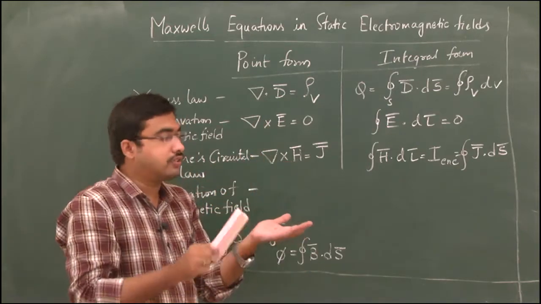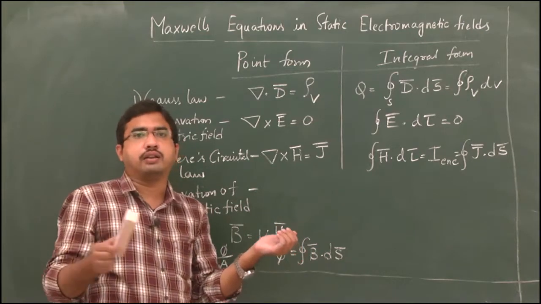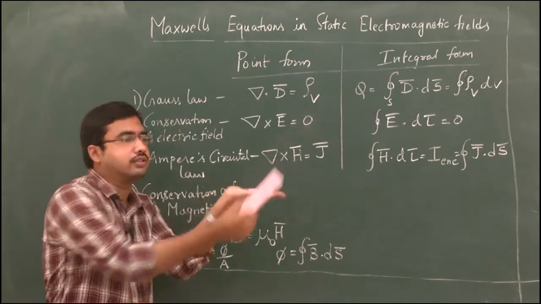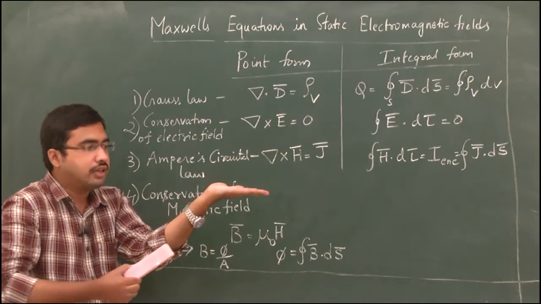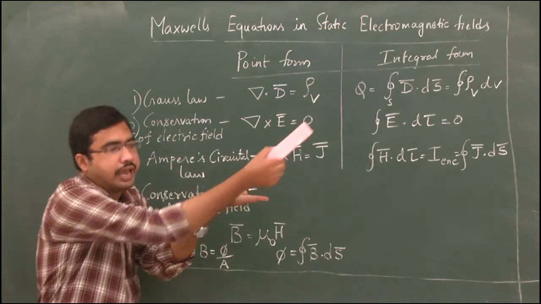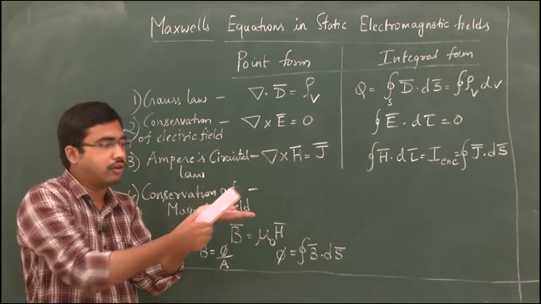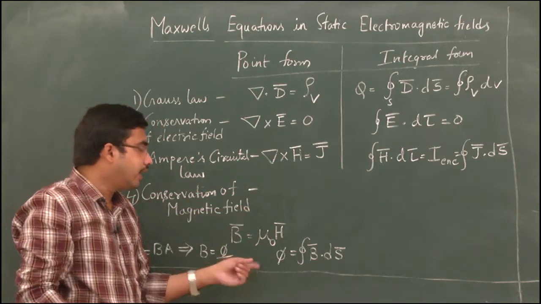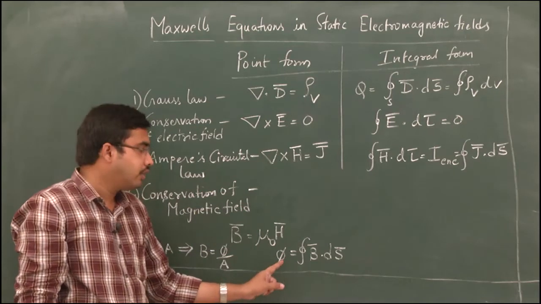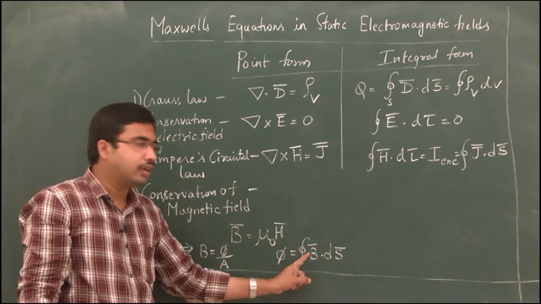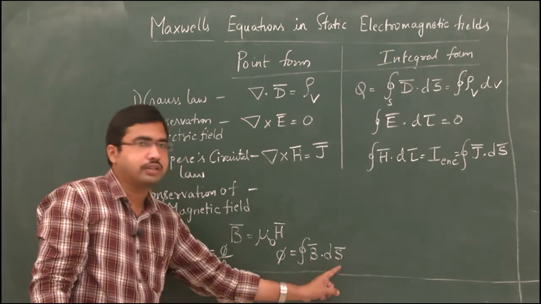But when these flux lines are not perpendicular, if they are crossing the unit area at an angle instead of a right angle, some other angle, then your flux can be written as phi equal to the closed integral of B bar dot ds bar.